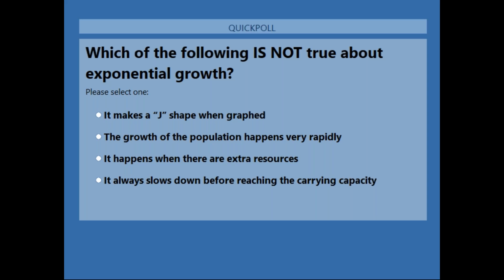It makes a J shape when graphed. The growth of the population happens very rapidly. It happens when there are extra resources, or it always slows down before reaching the carrying capacity. So three of those are true. Select the one that is not true. And I'm going to just stop talking and give you about 10-15 seconds to think about it and vote.